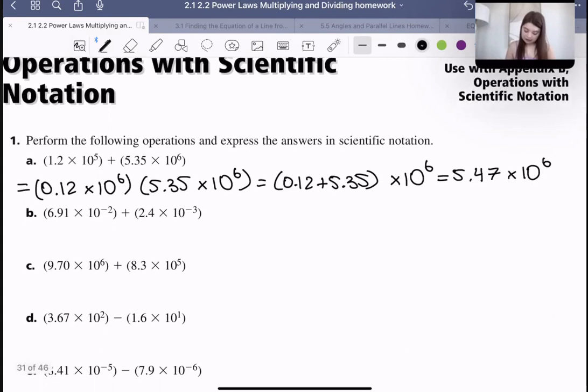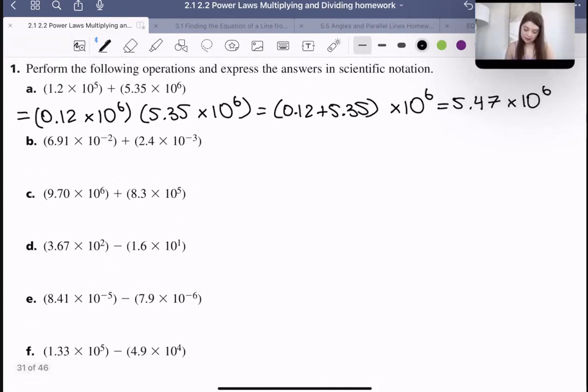Okay, let's try the second one. Here we have 6.91 times 10 to the negative 2 plus 2.4 times 10 to the negative 3. So for this one, which exponent is bigger? The 10 to the negative 2 is bigger, right? These are negative numbers, and negative 2 is a larger number than negative 3. They're both in the negative section, but negative 2 is not as far negative as negative 3. So in this case, negative 3 is the smaller exponent, and that's the exponent we're going to add 1 to by going to the left.